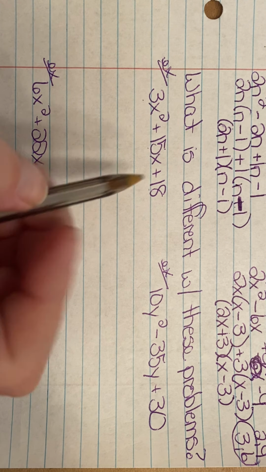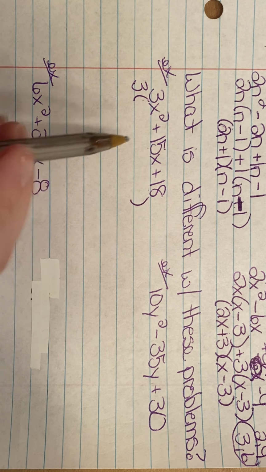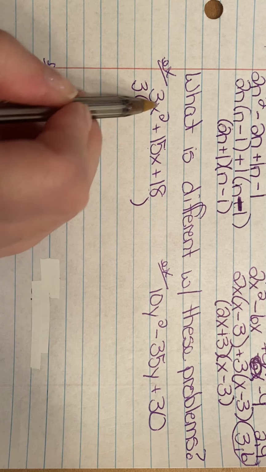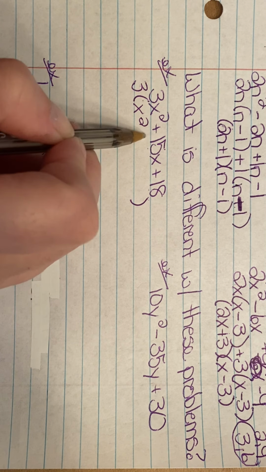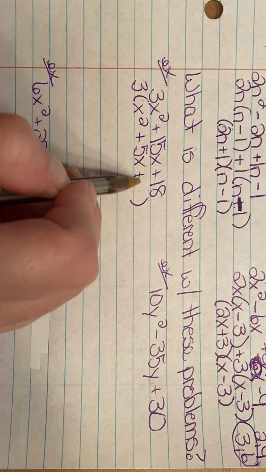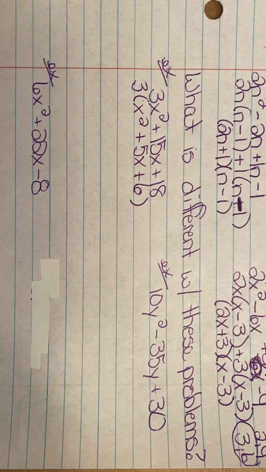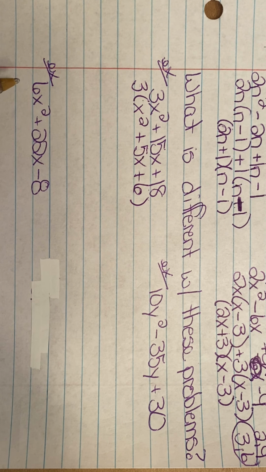Yes, we can take out the 3. So if I take out a 3 out of all of these and I divide it out, what am I left with? Well, 3 divided by this gives me x squared. 3 goes into this, leaves me 5x. And 3 into 18 leaves me 6. Now I have a nice trinomial from 8-6 that I can just do by myself.